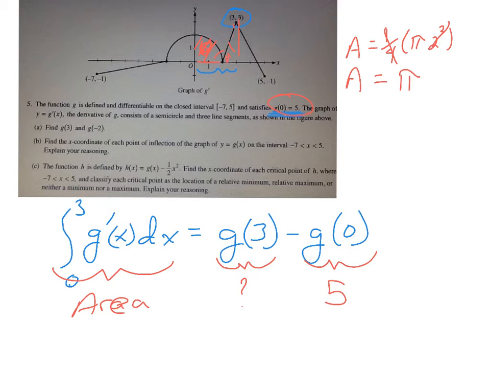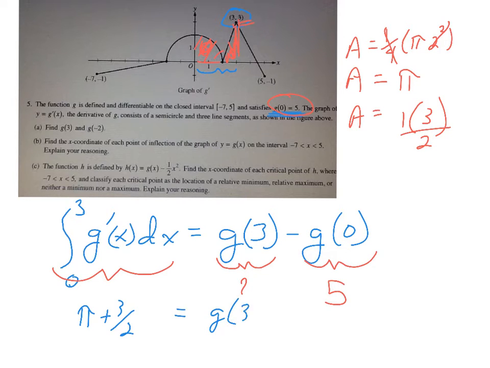Now I'm not quite done because I need this little bit here. If I'm going from 0 to 3, I need this little bit. So I need the area of that little triangle, which is going to be base times the height, and we got the 3 right off the information from the graph, divided by 2. So we look at that, that's 3 over 2. So this total area here, let me go back and erase this. The total area then becomes pi plus 3/2. All right, and that is g of 3 minus 5.